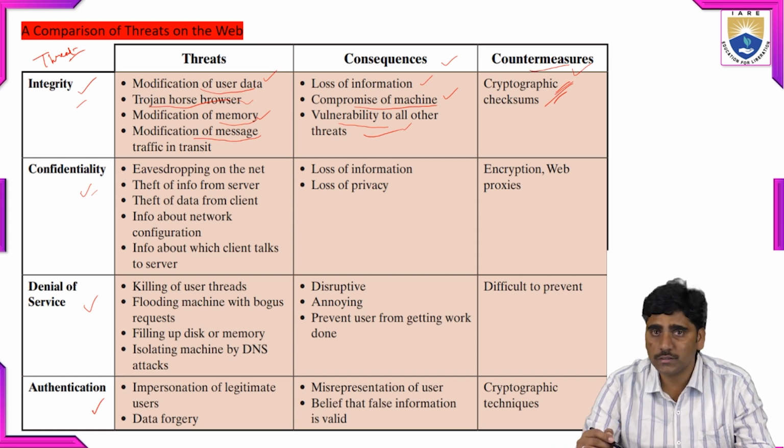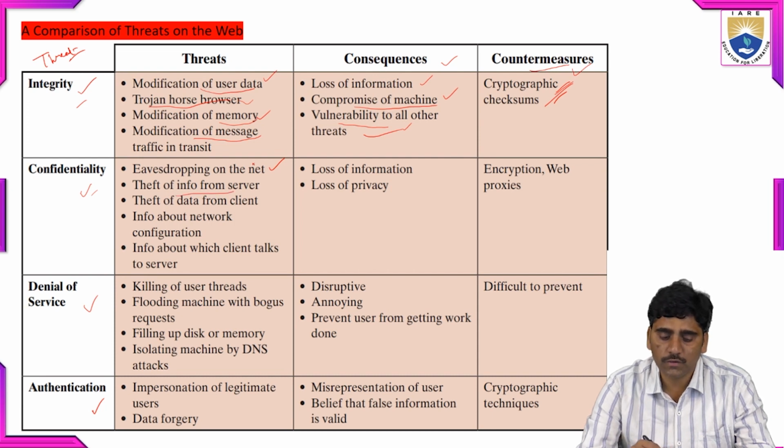And the second threat is confidentiality. Confidentiality means there is no chance of exposing your data to other users. So if a confidentiality threat occurs, what happens? There is eavesdropping on the net. That means data leakage will be present.